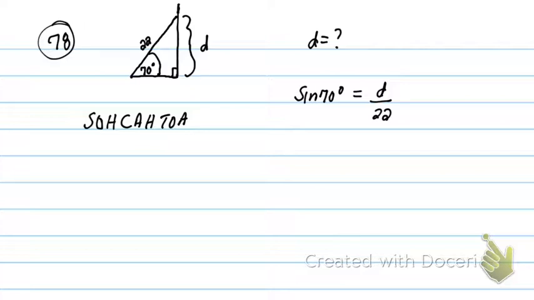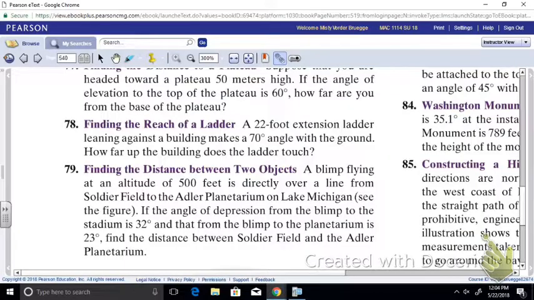And notice you only have one unknown because sine of 70 is a number. It's some ratio. So how do you solve for D? You'd multiply both sides by 22. And so you'd say, oh, okay, D is equal to 22 times the sine of what? 70 degrees. Now, 70 is not a 30, 60, or a 45, so we will have to go to our calculators for that. So we're going to do 22 times the sine of 70 degrees.